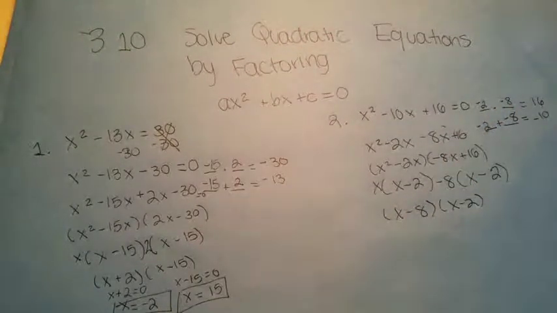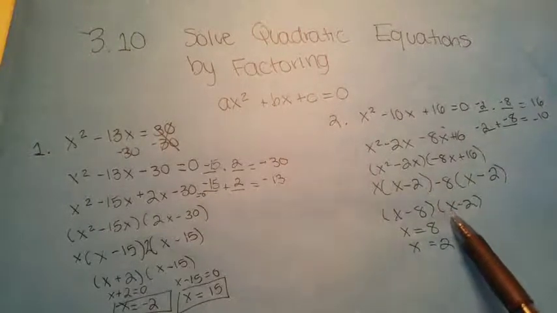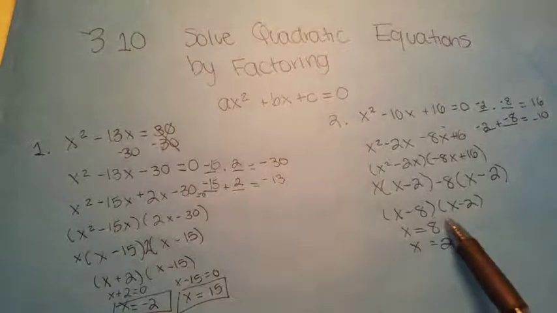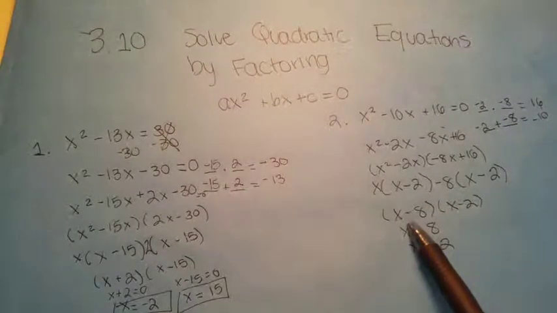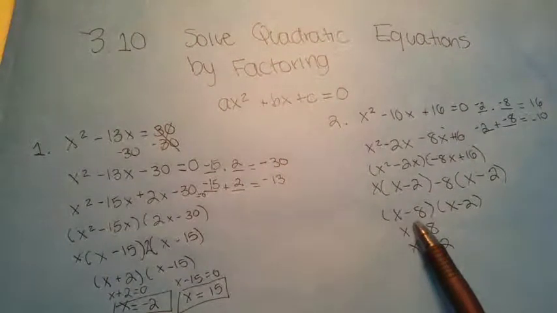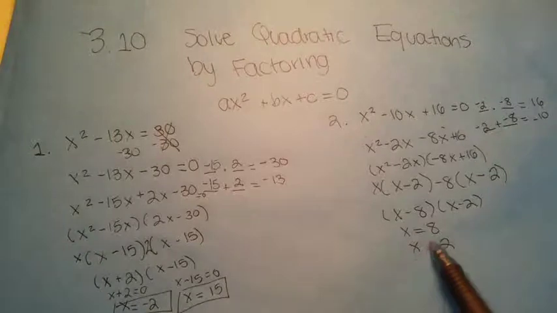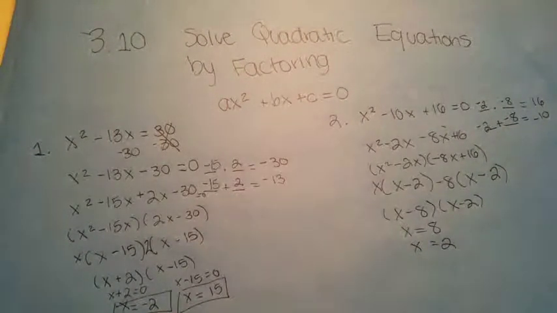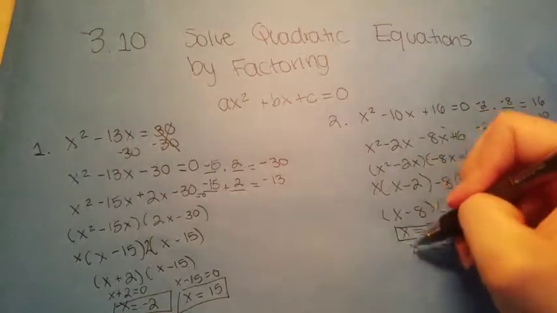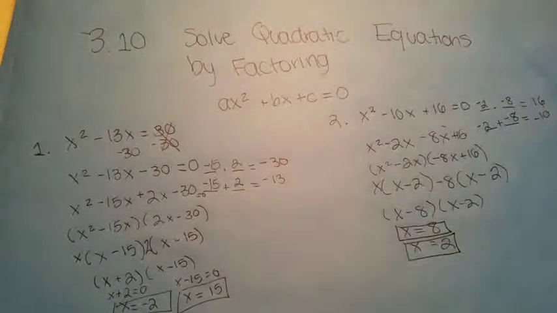And then just set them equal to 0. An easy way to do that, if you don't have any number other than 1 on your x's, is you can just flip the sign over. So if this is negative 8, while it's still in the parentheses, x is going to equal 8. Same thing with this one. This is negative 2, then x will equal 2. It's common sense, but it's a quick way to just get your answer.